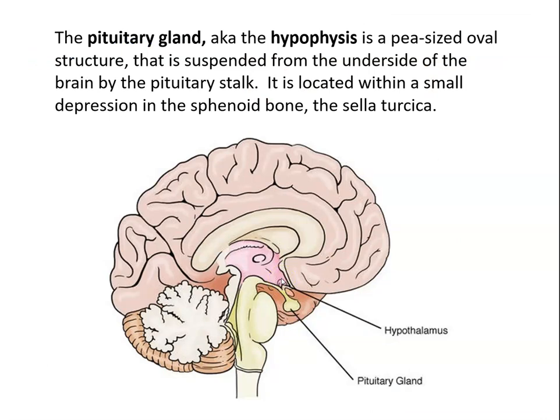So the pituitary gland, also called the hypophysis, is a very small pea-sized oval organ that is suspended from the underside of the brain by the pituitary stalk, which in turn is connected to the hypothalamus. You can see down here in this diagram, there's the pituitary and there's the stalk, and this is the hypothalamus in this area right here. The pituitary is located within the sella turcica, which is a small depression in the sphenoid bone.